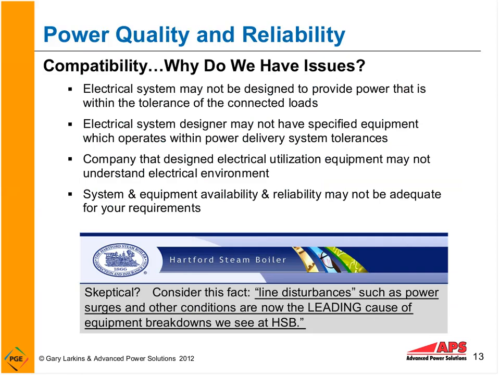So why do we have issues? Why do we have issues on systems? Well, electrical systems may not be designed to provide power that's within the tolerance of the connected loads. So in other words, let's say we design around a certain piece of medical equipment, and we picked it because of its characteristics to perform medical functions, such as x-rays or so forth.